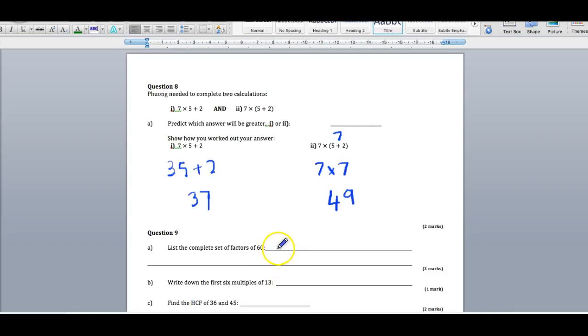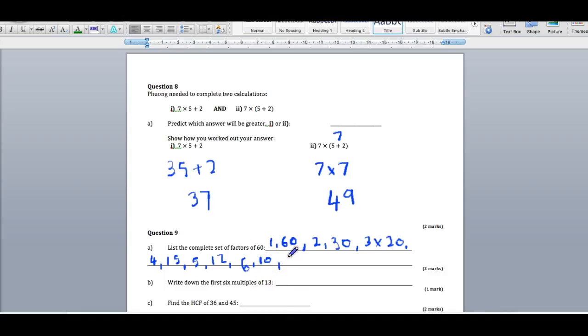All right, question 9a, list the complete set of factors of 60. There are quite a lot of them, and this is where it comes in handy to do your factor pairs. So 1 and 60 gives you 60. And go in order. So 2 is a factor because it's an even number, so 2 and 30. 3 is also a factor, 3 and 20. 4 is a factor, 4 and 15. 5 is a factor, 5 and 12. 6 is a factor, 6 and 10.